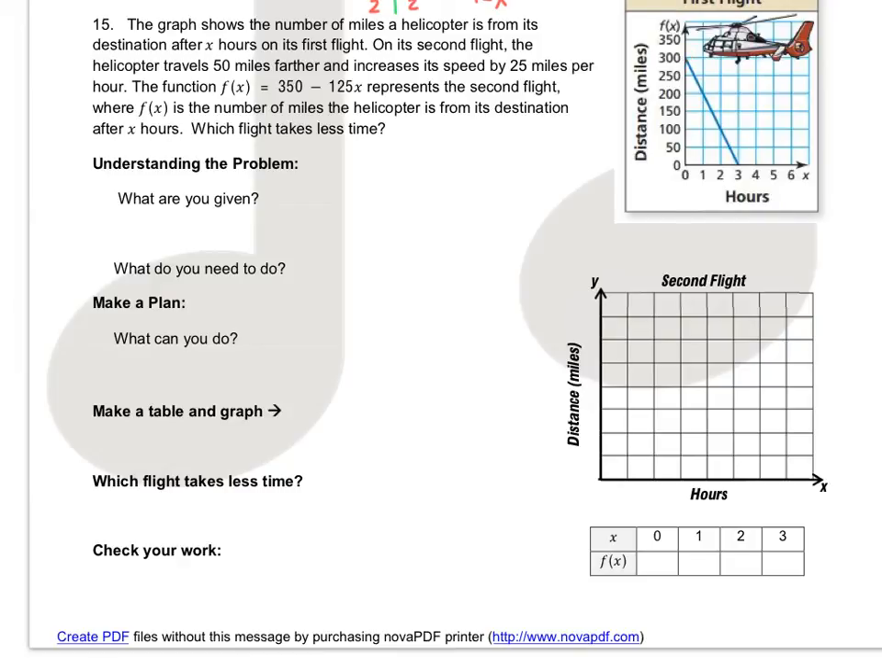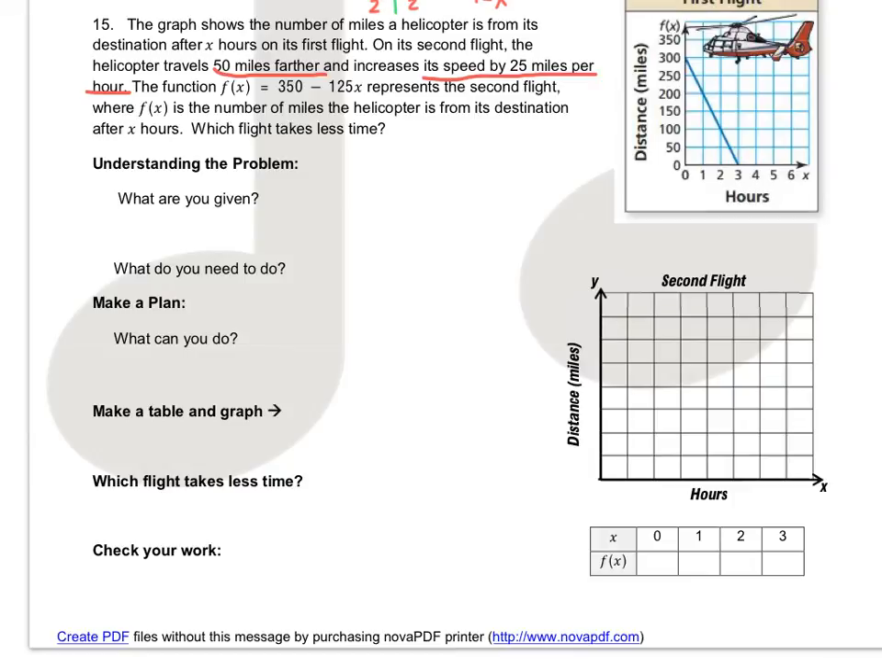On its second flight, the helicopter travels 50 miles farther and increases its speed by 25 miles per hour. So it has a further distance, but it's going faster. And it says the function f of x equals 350 minus 125x represents the second flight, where f of x is the number of miles the helicopter is from its destination after x hours.